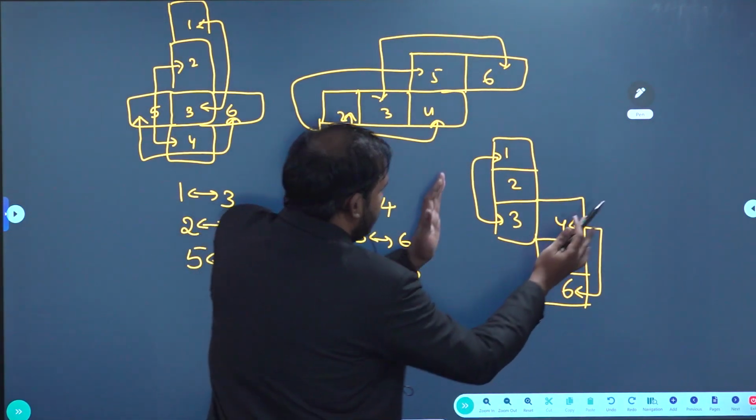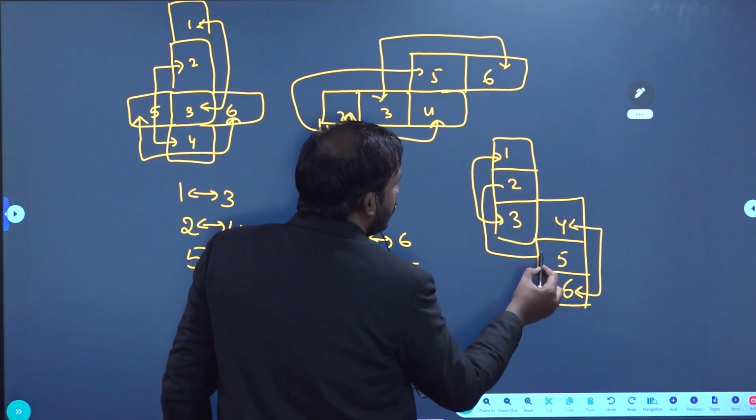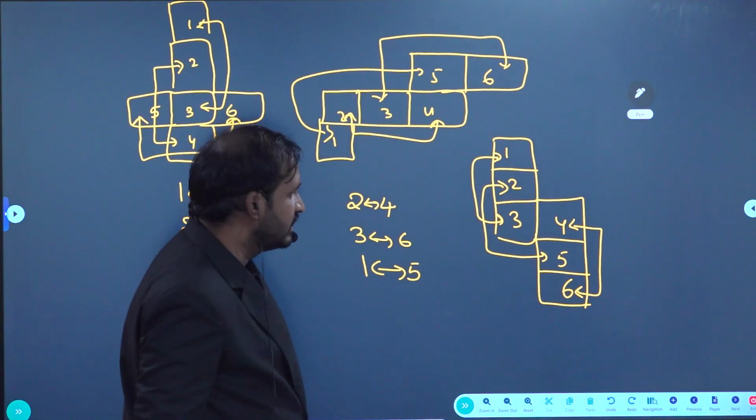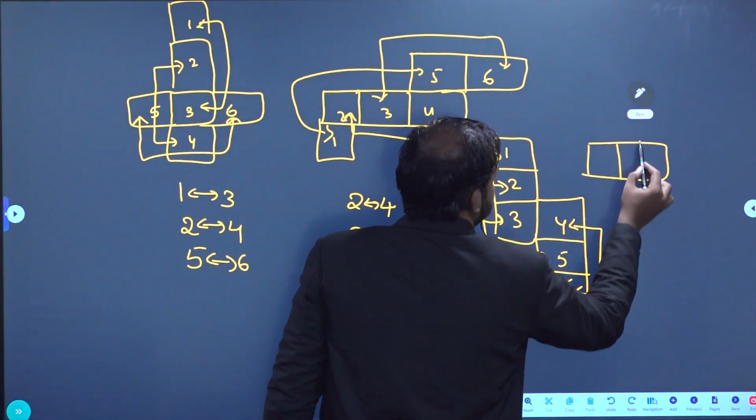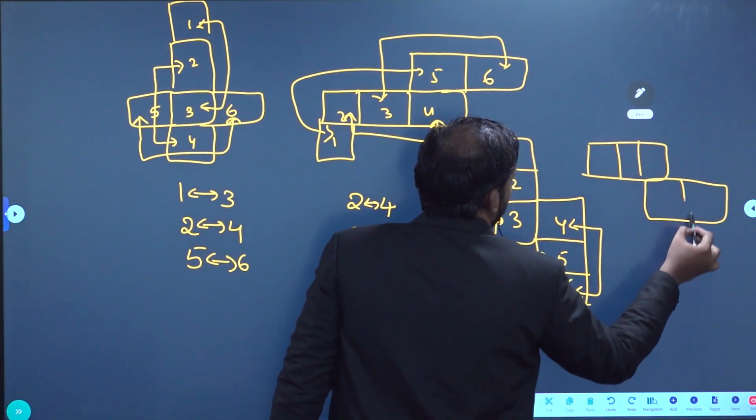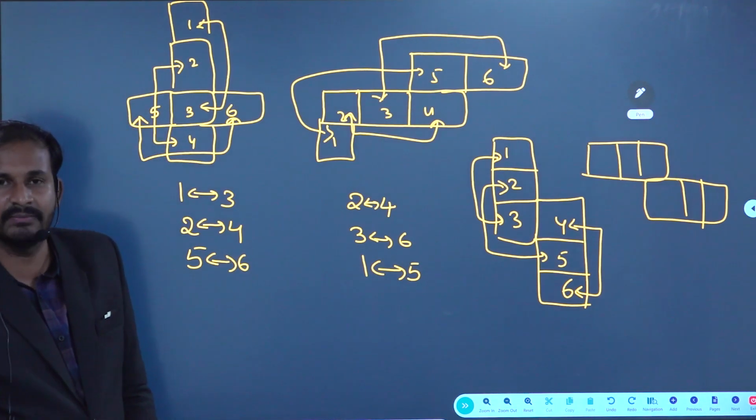Not only that, if I join these two, 3 and 4 will come into a single one, and then also 2 and 5 will be opposite to each other. Sometimes they will give the figure in this manner, sometimes they will rotate the same figure in this way, in a horizontal manner. Anyway, all the shapes will give us the same logic.